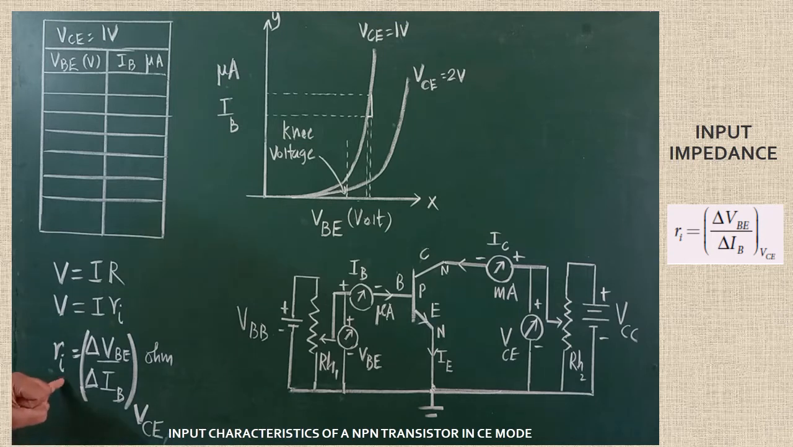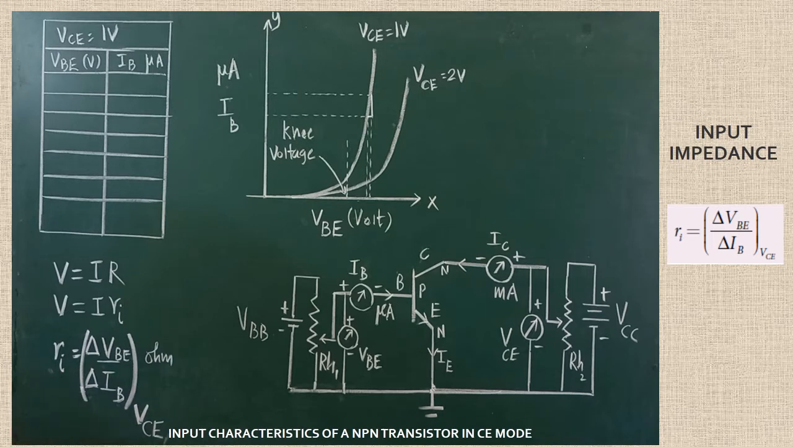Now, I will define the input impedance of the transistor. How to define the input impedance of the transistor? This one may be asked in the 2 mark. Input impedance of the NPN transistor in CE mode is defined as the ratio of change in base emitter voltage to the change in base current at constant collector emitter voltage. This is the way of saying the definition.